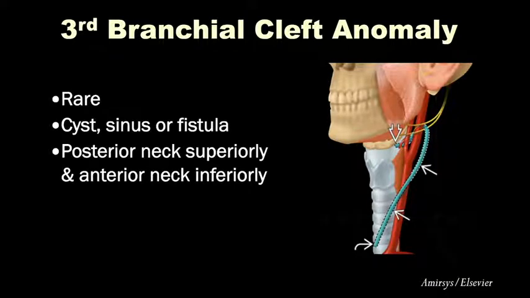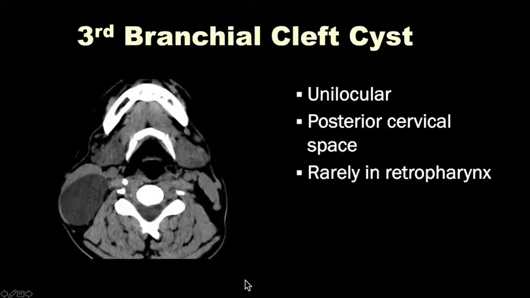Moving on to the third branchial cleft anomaly, we're getting into the rare of the rare. These can be cyst, sinus, or fistula, and compared to the second branchial cleft cyst, they're more likely to be posteriorly located, especially when we get higher up in the neck. Here's a classic third branchial cleft cyst. It's posterior to the carotid space, completely deep to the sternocleidomastoid muscle, and looks like a simple cyst.